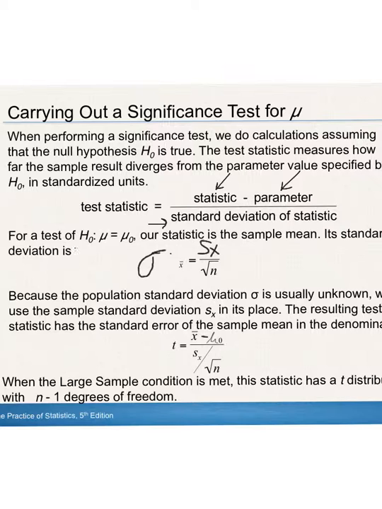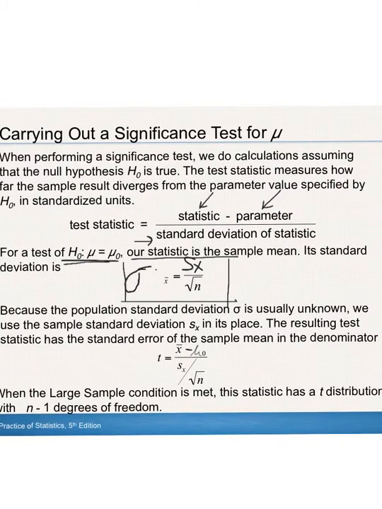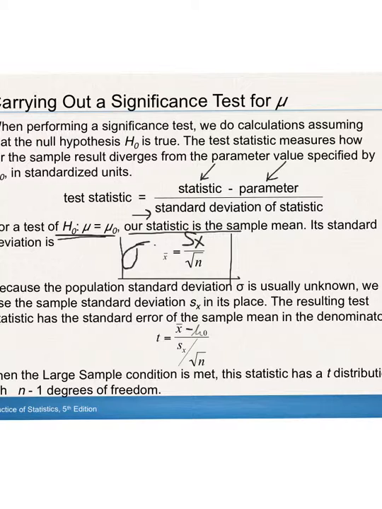So for our test, the null hypothesis is the population mean, and our statistic is the sample mean, and the standard deviation, once again, has to be our sample standard deviation because we rarely have the population standard deviation. So the resulting test statistic is going to be a t-score and not a z-score, because sample standard deviations have a t distribution.